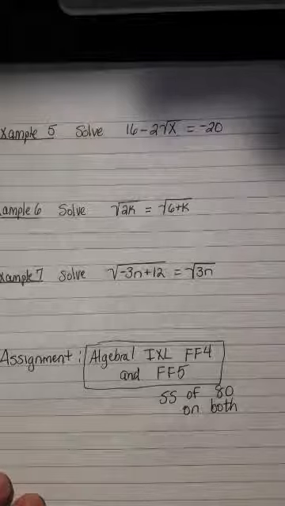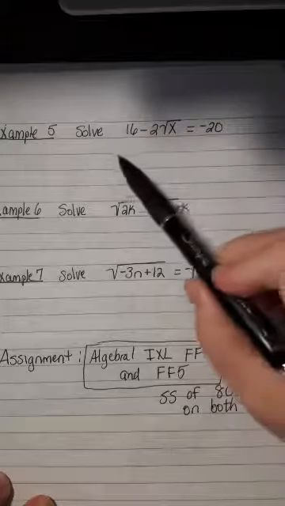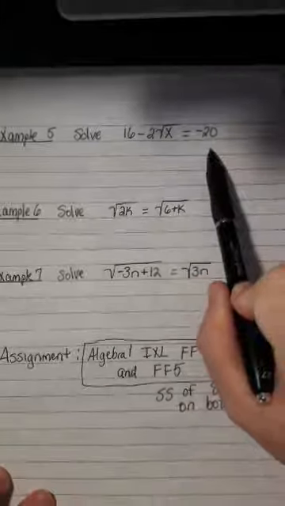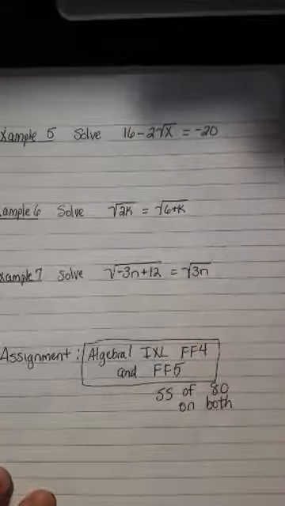Alright, example 5. We're going to solve 16 minus 2 on the square root of x equals negative 20. Now this one's going to involve one new thing. We have this 16 on the outside of our square root, but we also have this 2 on the outside, this minus 2. So, just like a regular equation, you think of this.